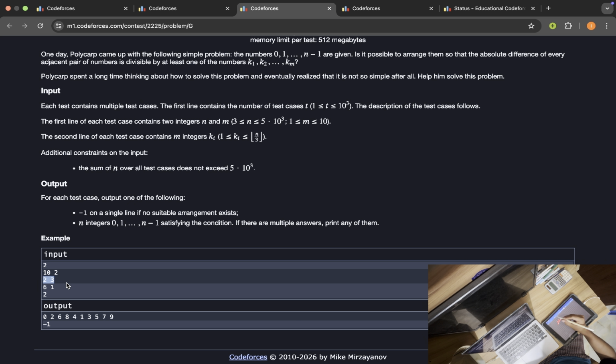2, 3. 0, 2. 0, 1, 2, 3, 4, 5, 6, 7, 8, 9, 10. Okay, so I made the difference. N by 3 keys is less than or equal to n by 3, as the max value of n is 5 with 3. Okay.